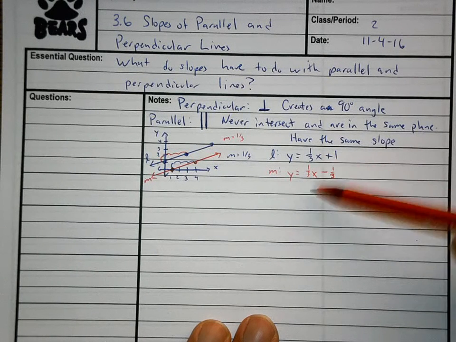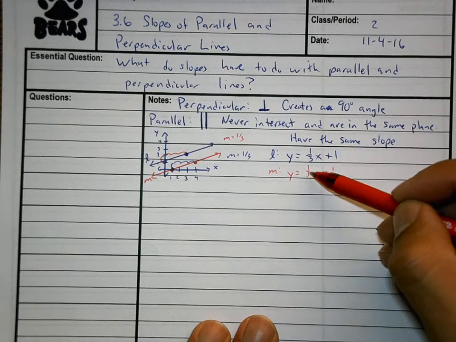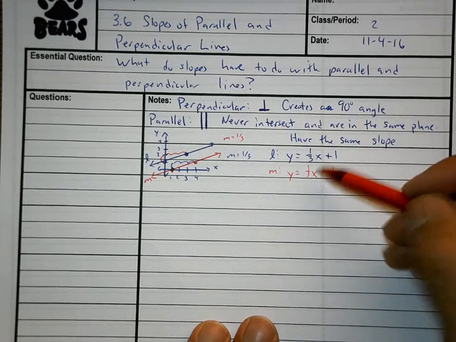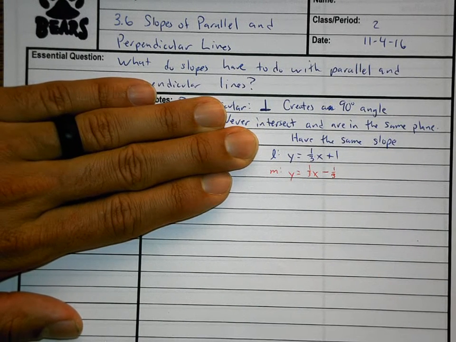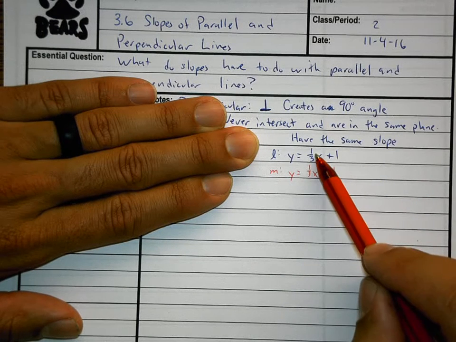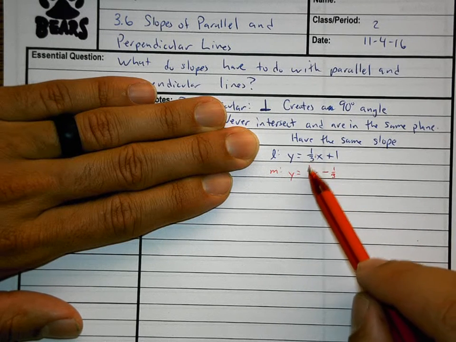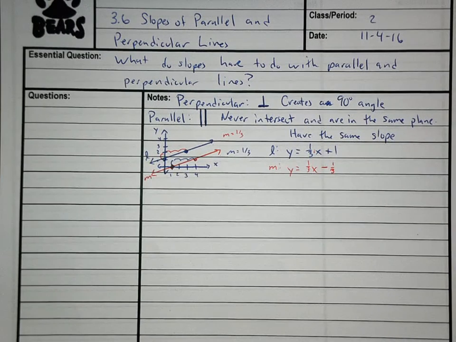When you look at these equations, the one thing that should jump out at you is their slopes are the same. So even if you didn't have the picture and you're trying to decide, is this parallel to this? You could know just by looking at these two values, the m's. Does that make sense to you?